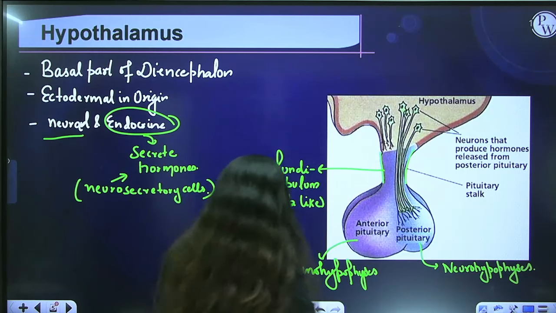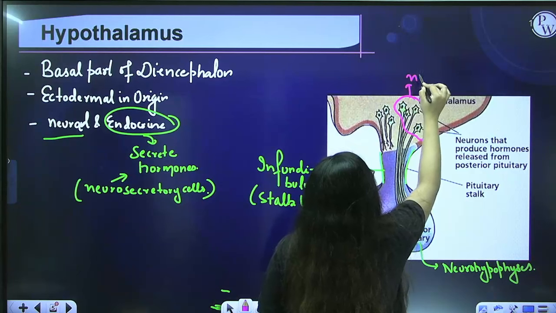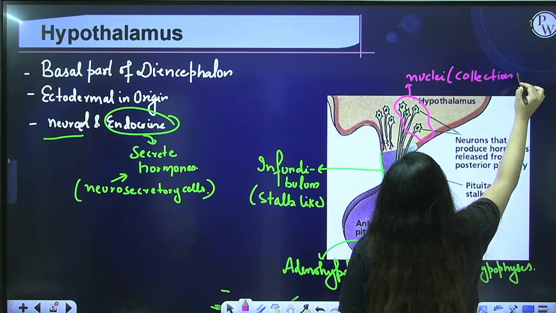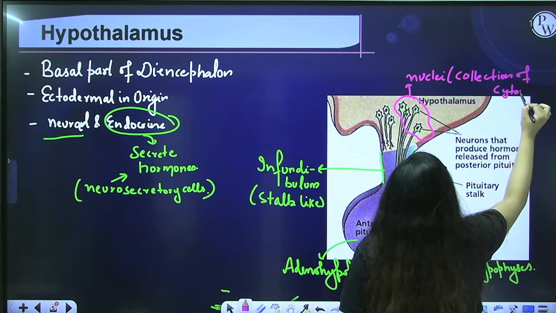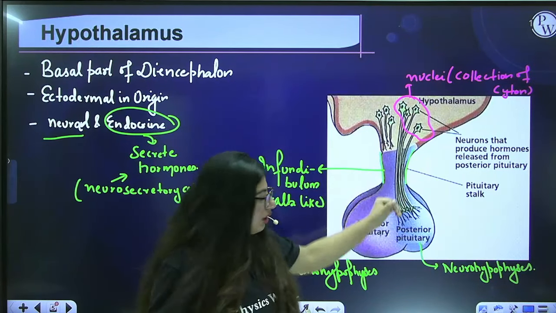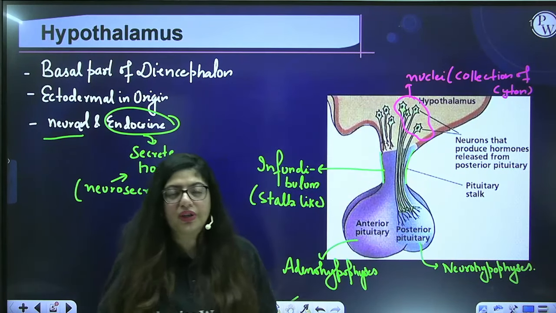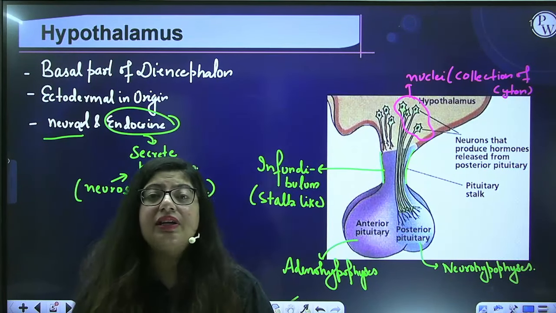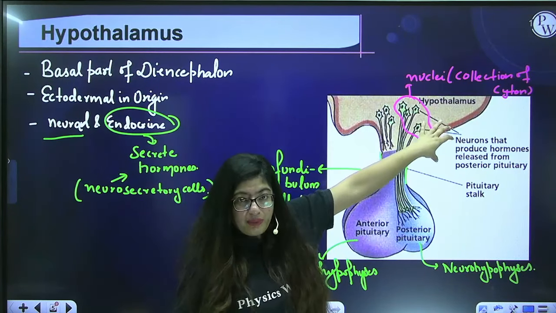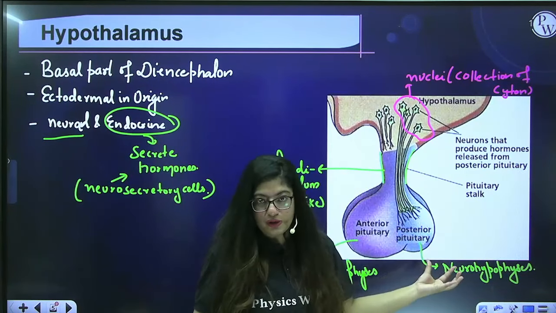These nuclei, the collections of cell bodies, will secrete the hormones. These hormones travel through the axons and get stored in the posterior pituitary. So we say that the hypothalamus secretes two types of hormones. One is secreted by the hypothalamus, travels along the axon, and gets stored in the posterior pituitary.